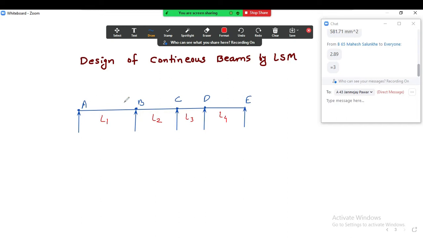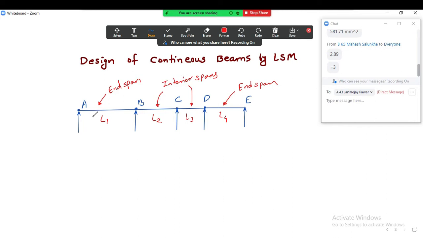So this span AB and this span DE are called the end spans. This terminology is the same as in the continuous slab, which we have studied. These are the end spans. These other spans are called interior spans, or intermediate spans.